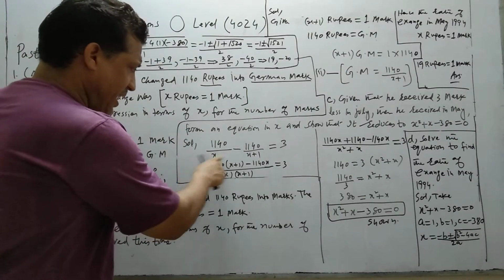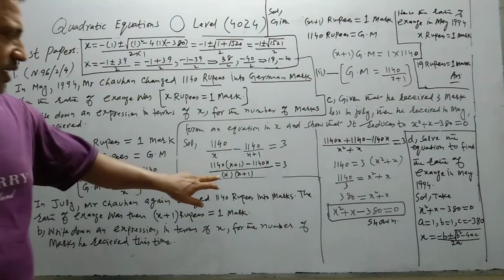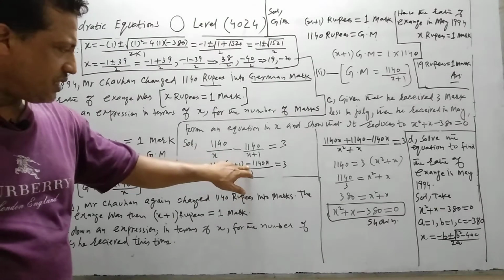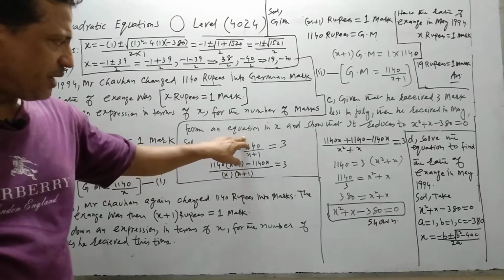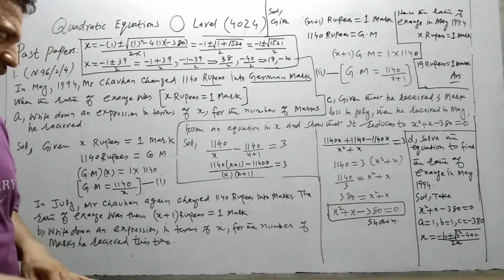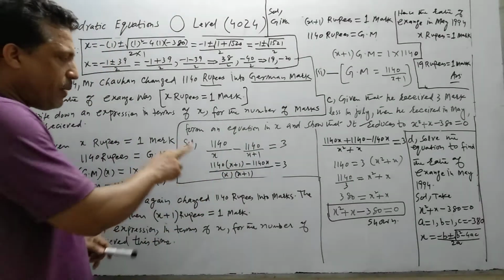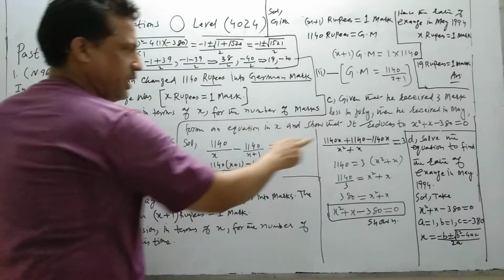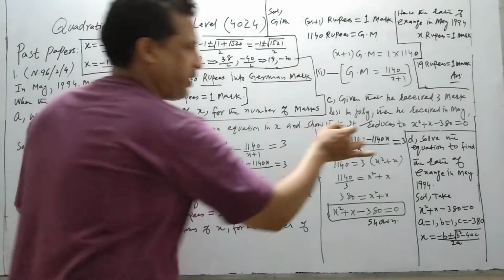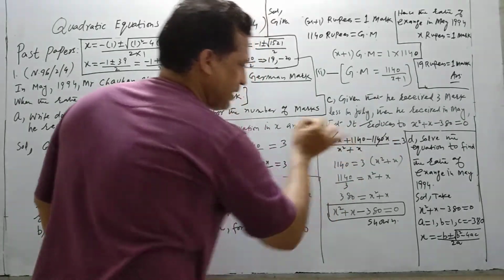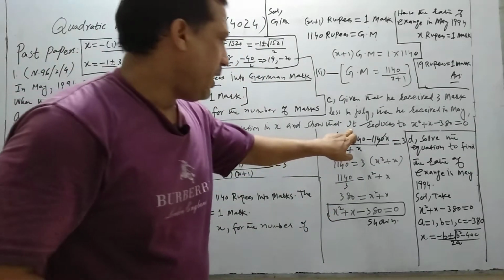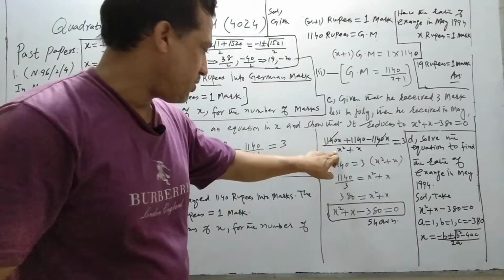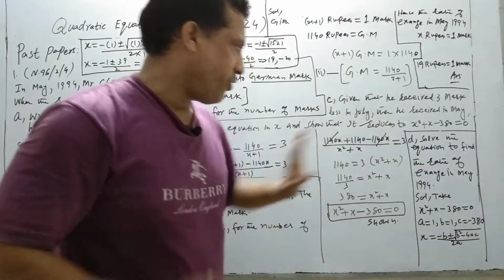Take the LCM of x and x plus 1. You will get x plus 1 multiplied by 1140 minus x multiplied by 1140, equal to 3. Multiply 1140 into x, 1140x, and 1140 into 1, 1140, and this is minus 1140x. Cancel this 1140x by this 1140x, and we get 1140 over x into x, x square, x into 1, x is equal to 3.